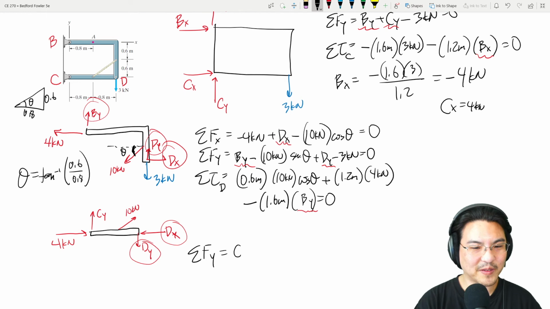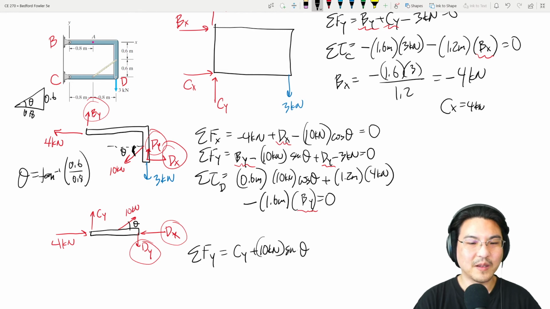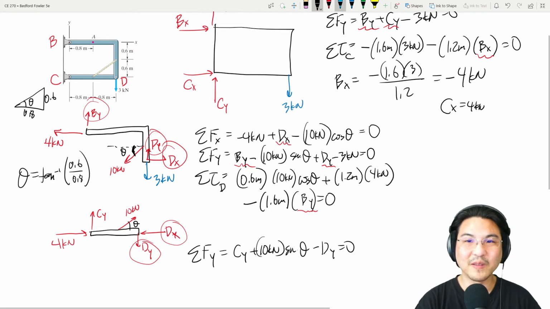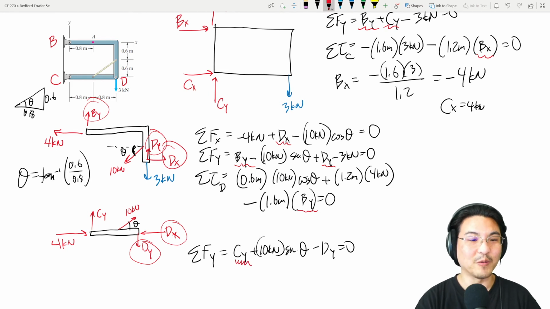I'll just jot it down real fast. So, okay, this was theta, right? So plus 10 kilonewtons sine theta minus dy equals 0. And this is the only unknown left. Okay, so now you know all the reactions everywhere in the frame.